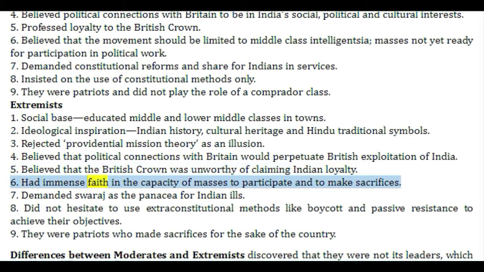6. Had immense faith in the capacity of masses to participate and to make sacrifices. 7. Demanded Swaraj as the panacea for Indian ills. 8. Did not hesitate to use extra-constitutional methods like boycott and passive resistance to achieve their objectives. 9. They were patriots who made sacrifices for the sake of the country.